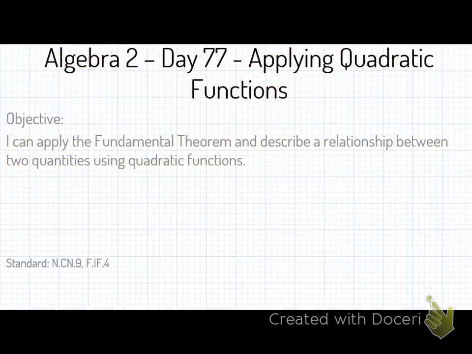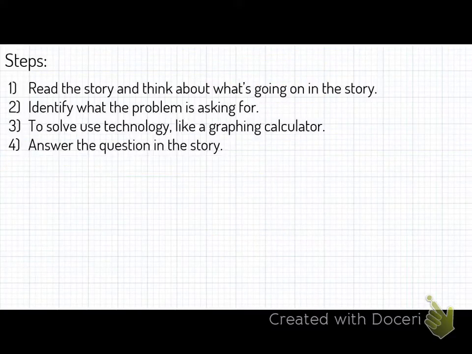Students, you need to now write down the steps. You can start writing them down right now as I tell them. So the steps are you need to read the story and think about what's going on in the story. So sometimes you might have to reread it. Sometimes it's hard to know what's going on in the story, but read the story, understand what's going on. Then you need to identify what the problem is asking for. Usually it's saying find this specific answer, so you have to think about it in terms of the story.